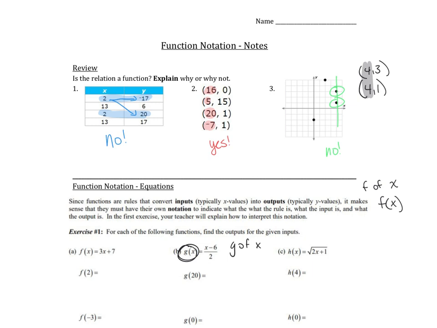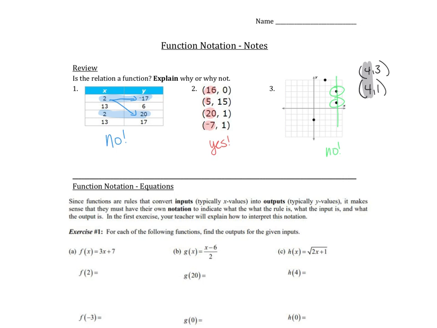Basically what you're doing is your input is going to go in this parentheses here, and it's going to output whatever it gives you. So function notation, how I read it is going to be the function of x, or f of x. And I'm going to be saying that quite a bit throughout these notes, so you'll get the hang of it pretty quick.